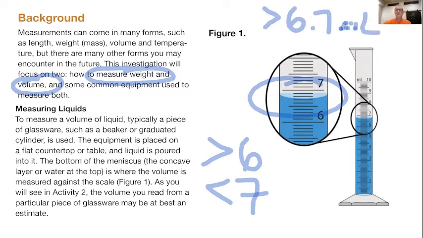So I can say it's greater than 6.7 mL, and I can say that it's less than 6.8 mL. But that's really about as precise as I can get with this particular instrument. And then I have to make a judgment call, looking with my eyes, as to where the meniscus falls in between 6.7 and 6.8. That'll give you an idea of the sort of uncertainty you would expect with individual pieces of equipment.